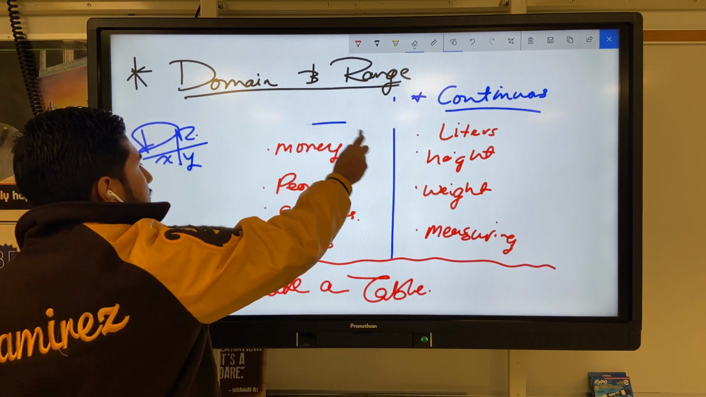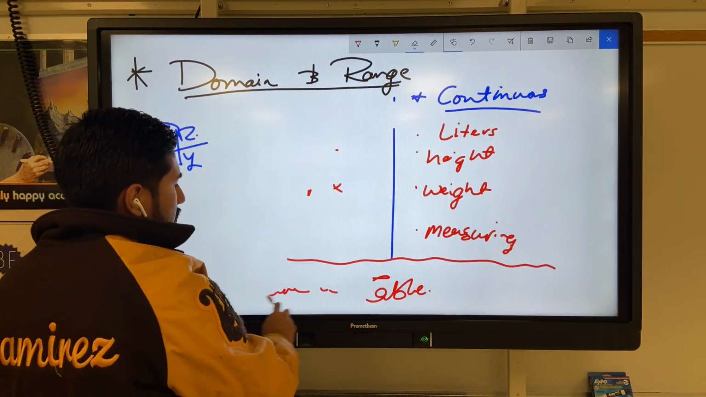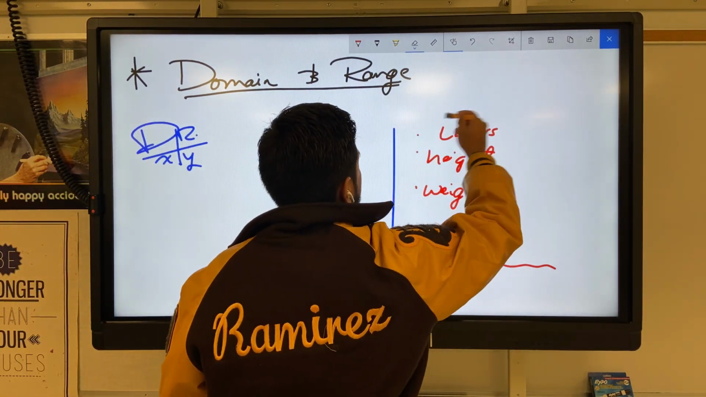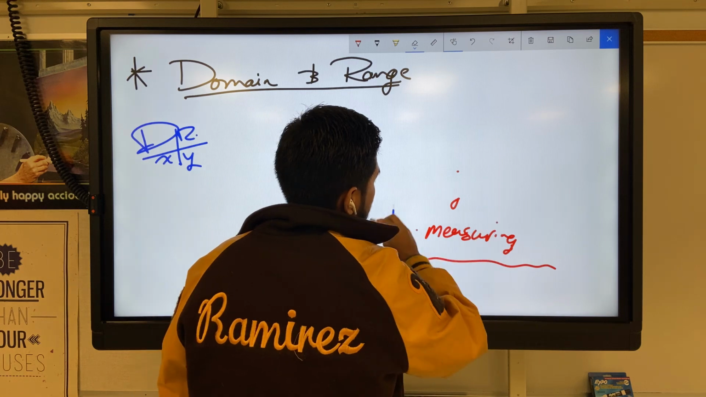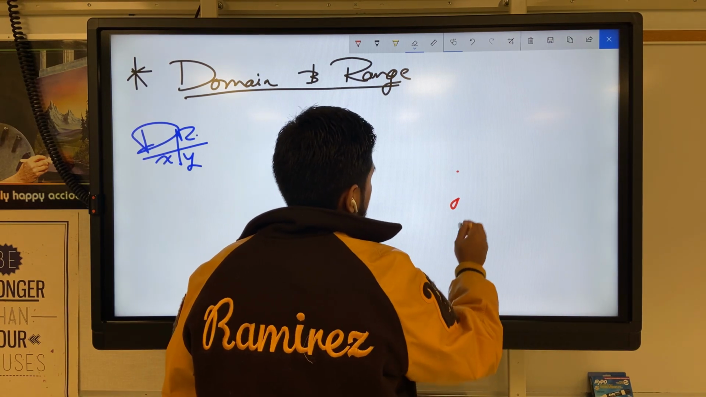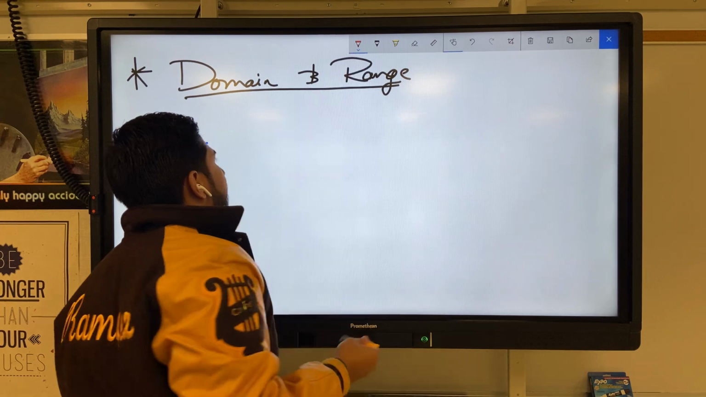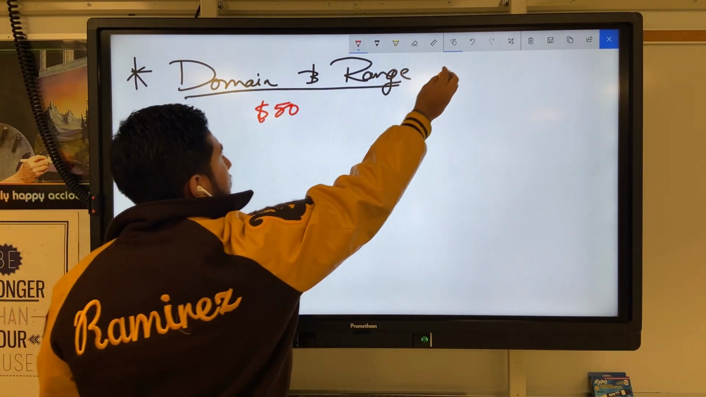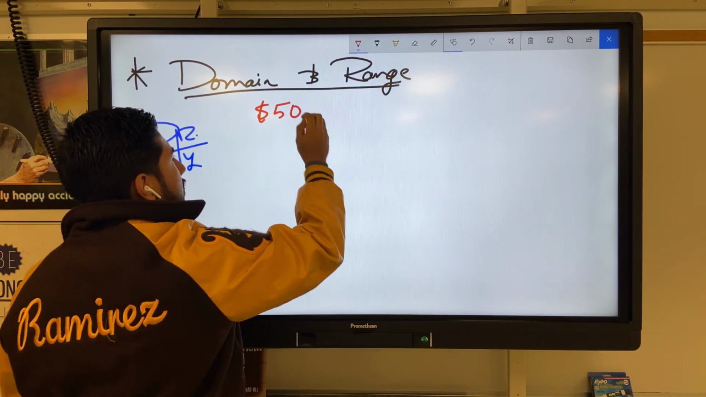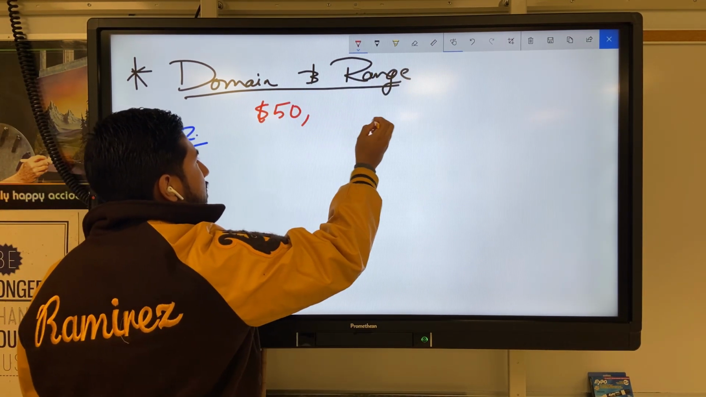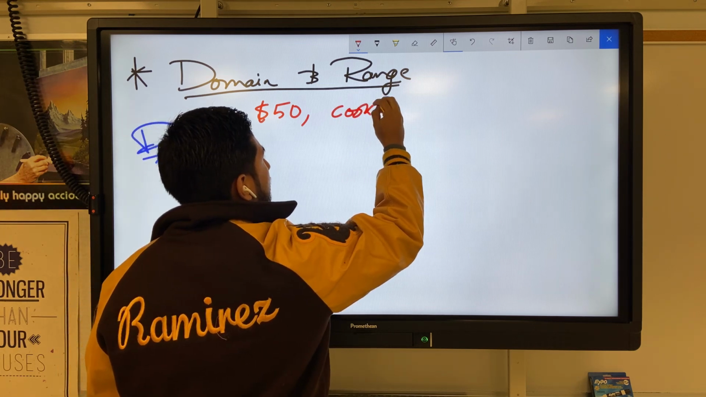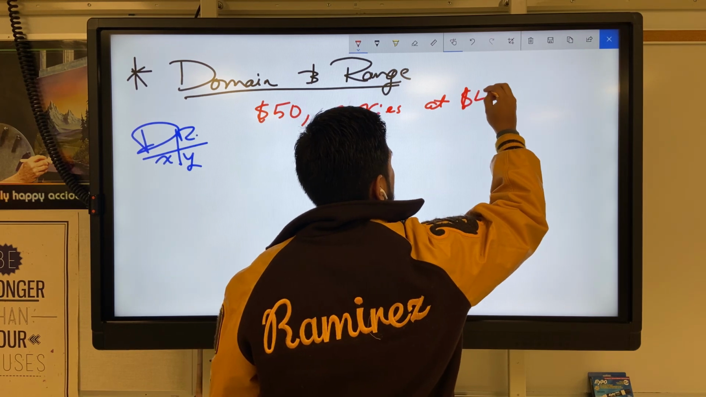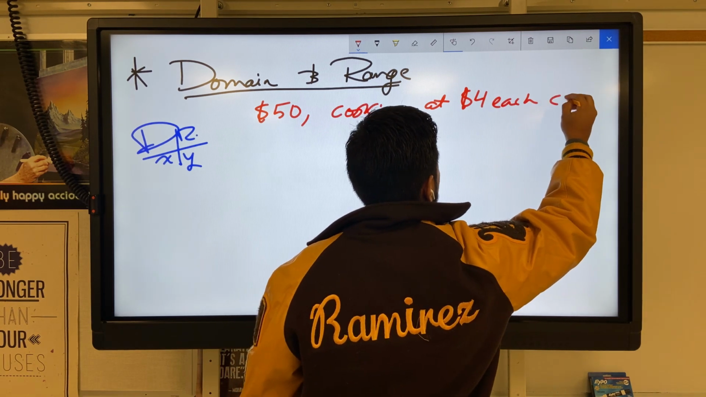Man, I wish I could just erase this super quick. So I'm going to do a discrete problem just as a make it as quick as possible. So let's say I have cookies. I spent $50 to make cookies. And I'm going to sell the cookies at $4 each cookie.